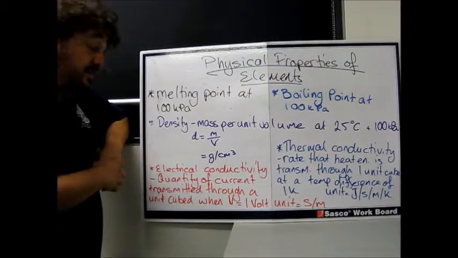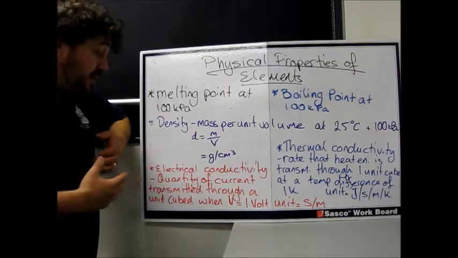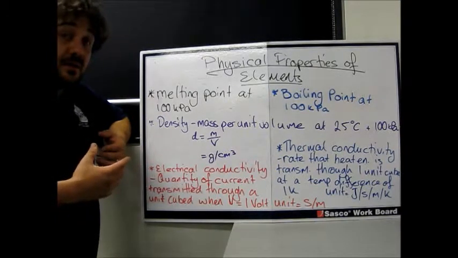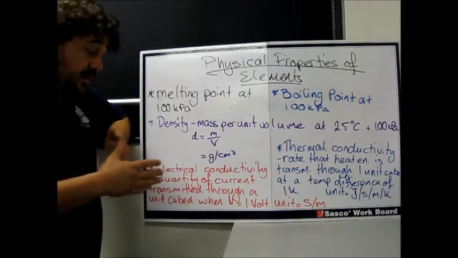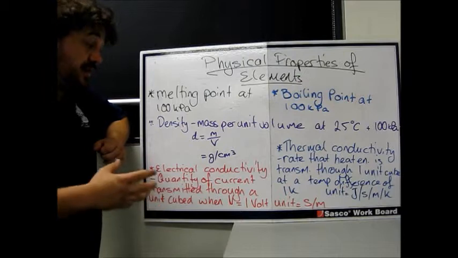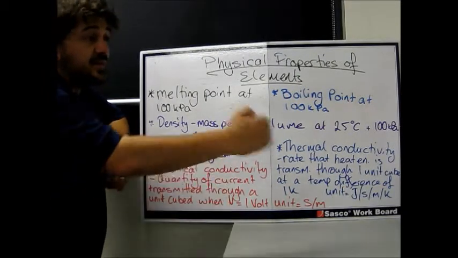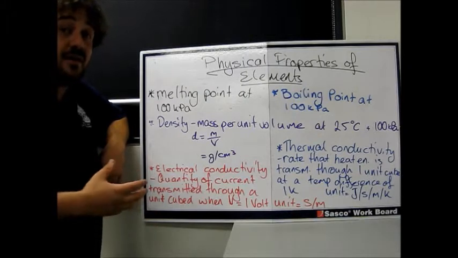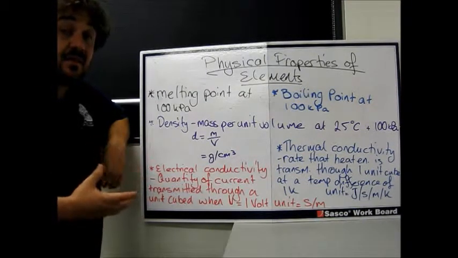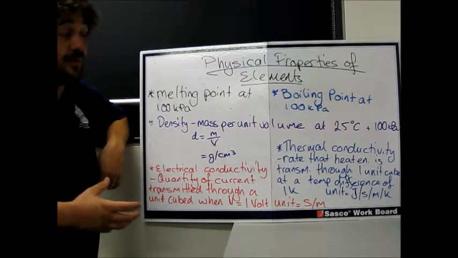Electrical conductivity is the amount of current or quantity that is transmitted through a unit cube when the potential difference across that cube, so the voltage, is 1 volt. So basically it's how much goes from one place to another when the power behind it is 1 volt. And we measure that in Siemens per meter. In fact, usually we measure in megasiemens per meter.